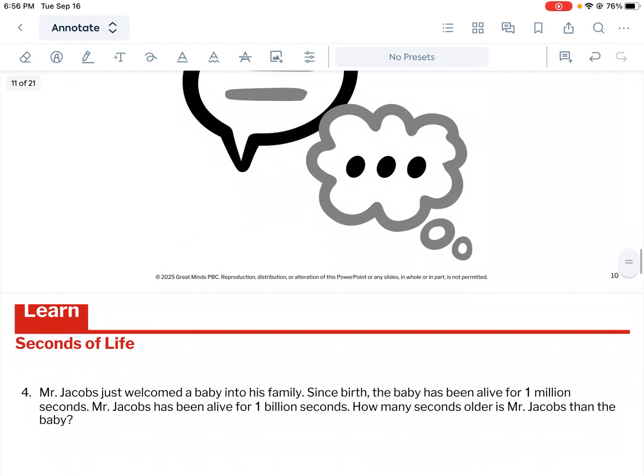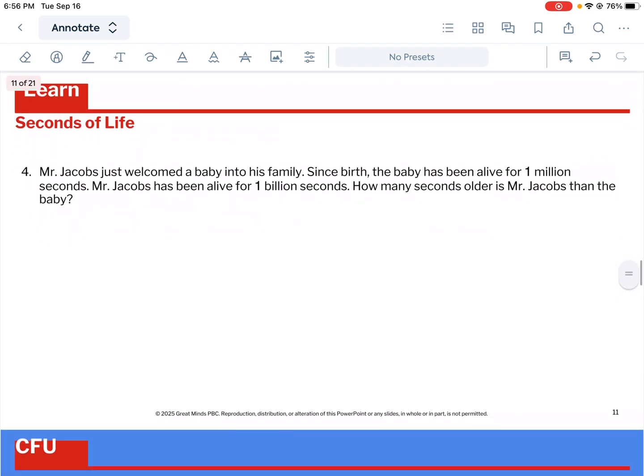Converting units of measurement continued. And we only have a few more questions, so just bear with me. Mr. Jacobs just welcomed a baby into his family. Since birth, the baby has been alive for 1 million seconds. Mr. Jacobs has been alive for 1 billion seconds. How many seconds older is Mr.